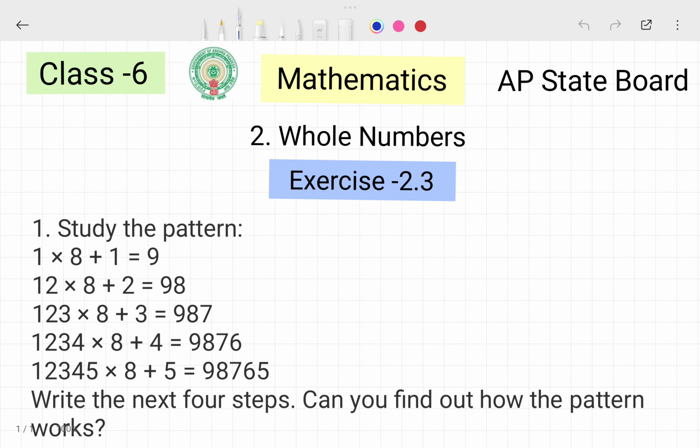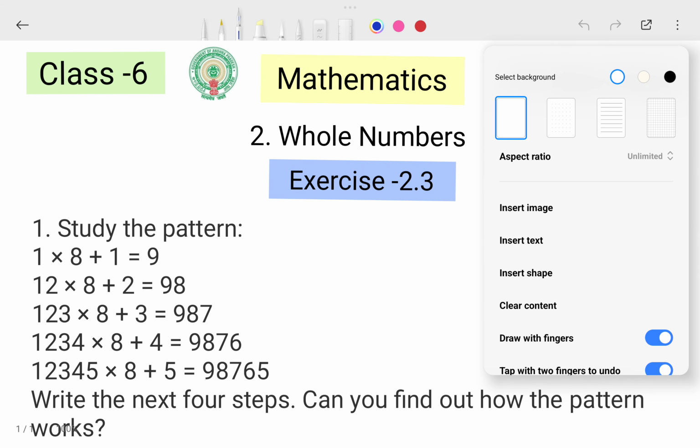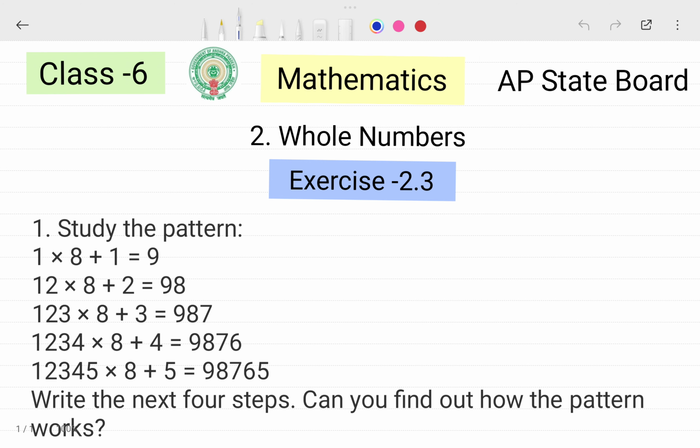So if you have any kind of doubt or confusion related to this exercise, then don't worry about it. In this video, whatever your doubt or confusion is, everything is going to be clear. Okay, so let's start this exercise.